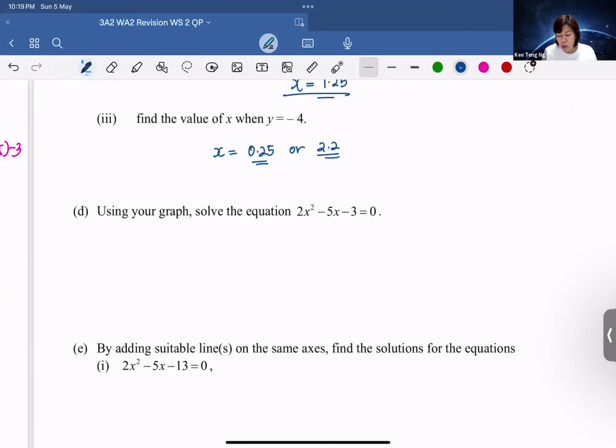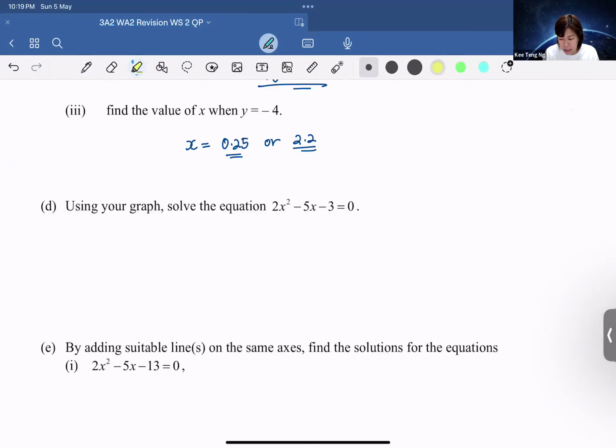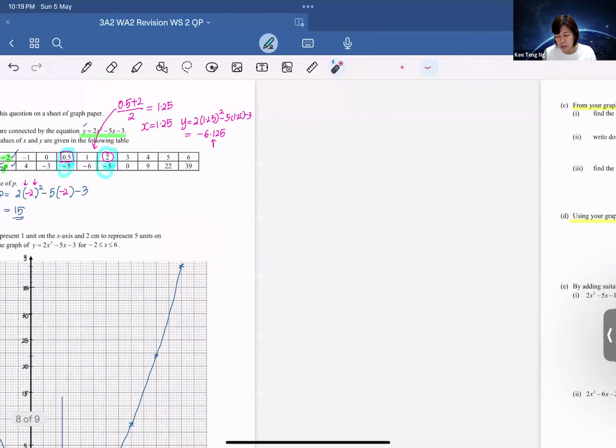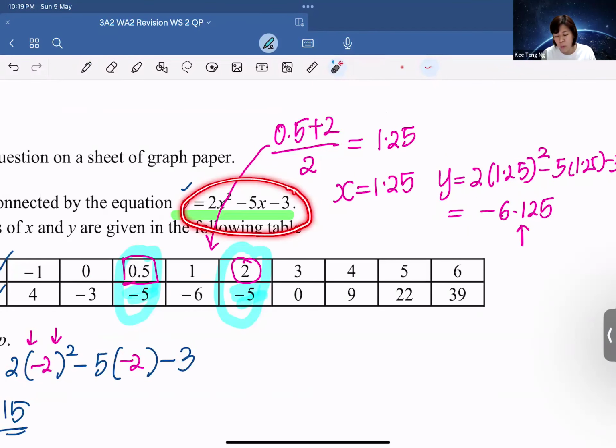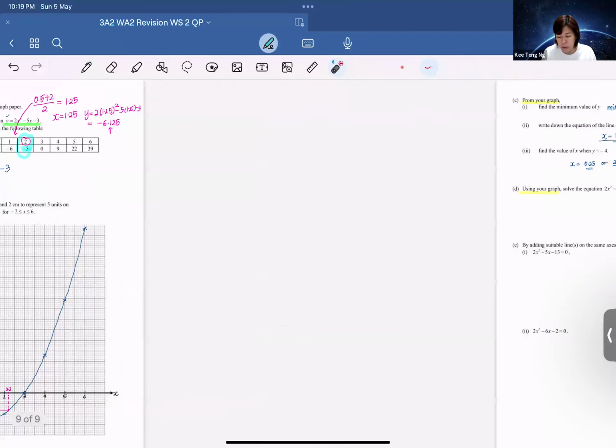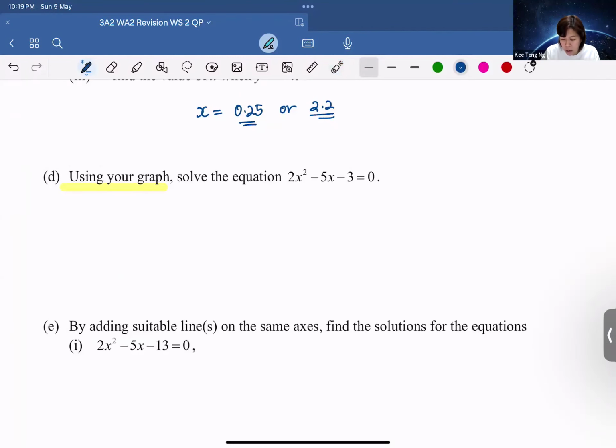Now the last two parts. Using your graph, solve the equation 2x squared minus 5x minus 3 equals 0. Now let's take a look at the question for our graph. This question is actually very similar, right? Look at the question. This is y equals 2x squared minus 5x minus 3. Let me copy this down now. I know that my graph equation is y equals 2x squared minus 5x minus 3.